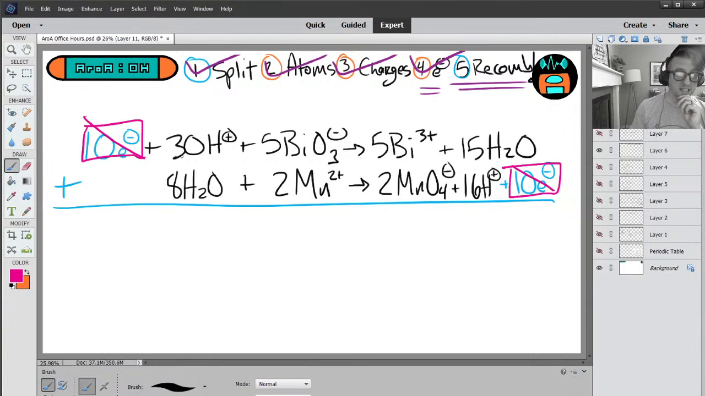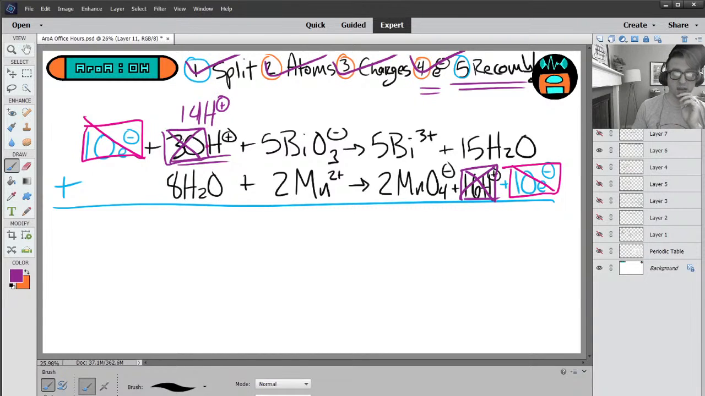But those won't be the only things that will cancel. One of the things you'll notice is we have 16 hydronium ions on the product side and 30 hydroniums on the reactant side. So we can cancel some of these. These 16 cancel out completely, and we'll cancel 16 of these 30, leaving us with 14 hydronium ions.